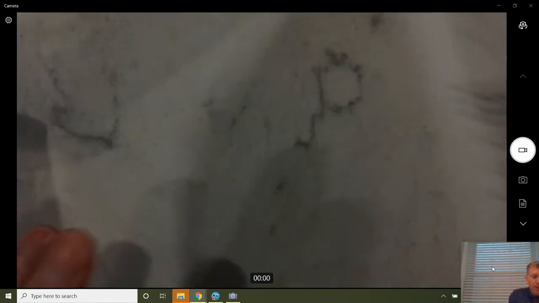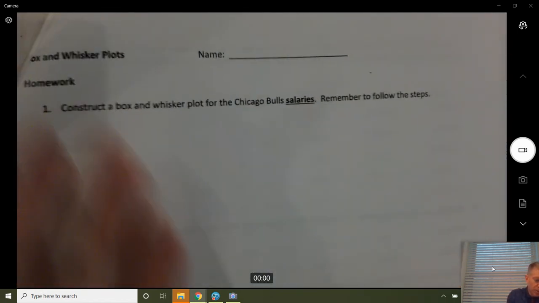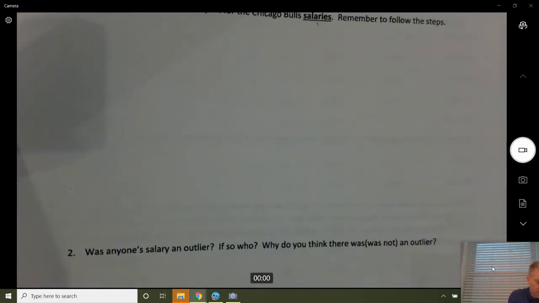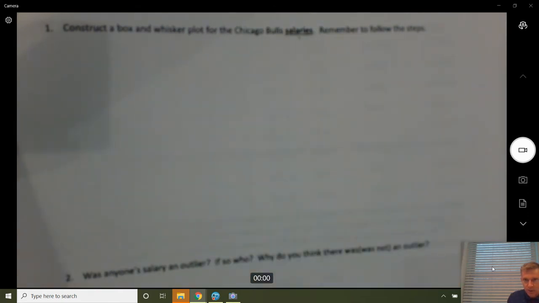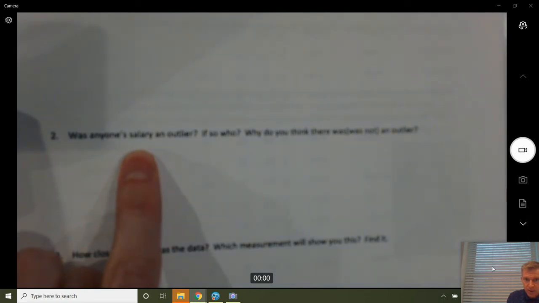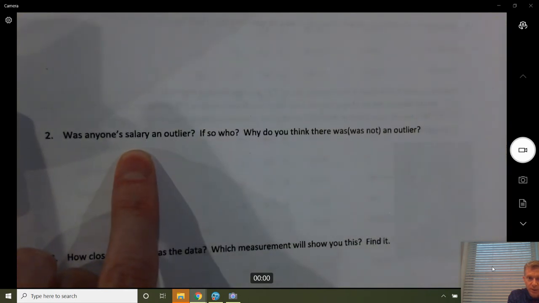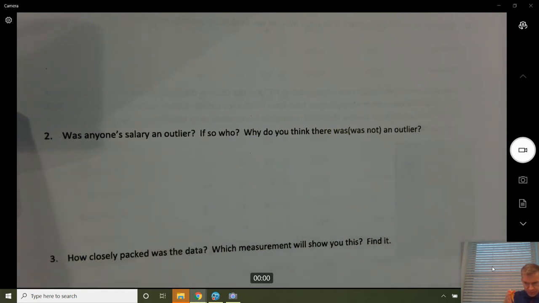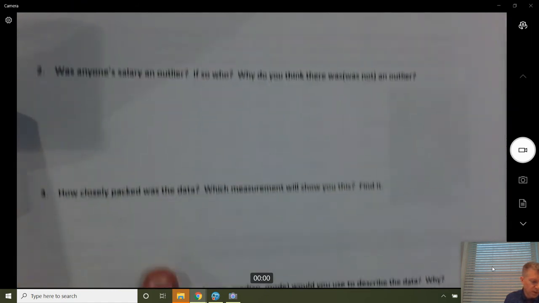So the next couple pages, you're going to look at the Bulls' salaries, which is a little more interesting. I want you to do that on your own. You're going to follow the steps to make the box and whisker plot. You can do it on your calculator, but I want you to draw it. Was any salary an outlier? Follow the steps. You can look at what we did with the weights. You're finding the interquartile range, the IQR, multiplying by 1.5. You're adding that to the Q3, subtracting from the Q1 to find those fences and see if any salaries are outside of there.